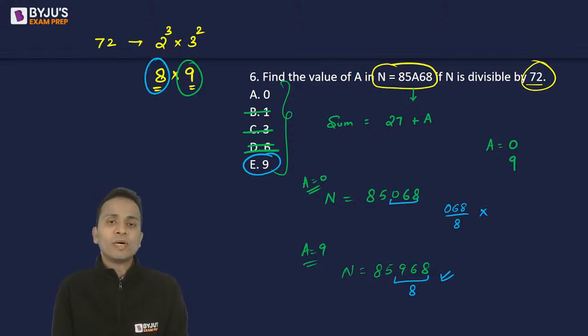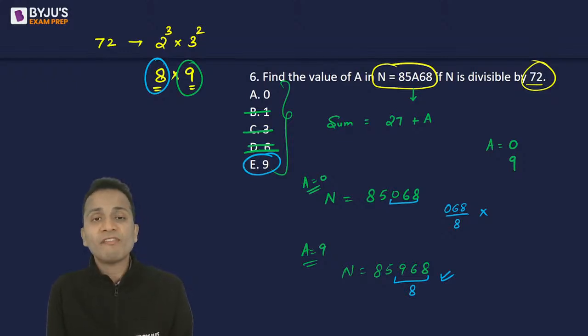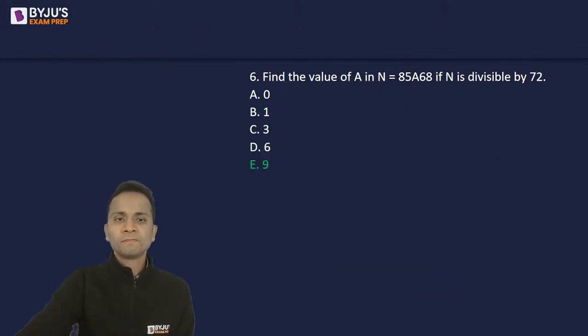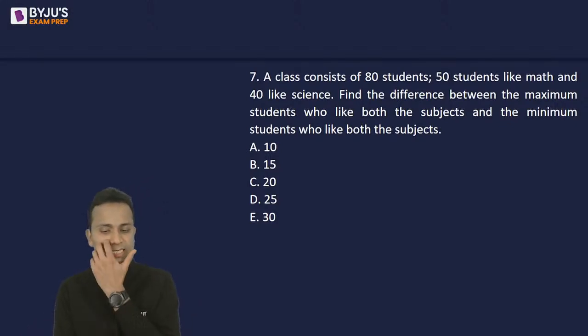People, understand one thing. अगर like most of you have given option D as the answer. आंसर देने से पहले एक बार क्रॉस चेक किया करो. हाँ, 9 का डिविजिबिलिटी रूल अप्लाई होना चाहिए था. If you would have substituted the value of A as 6, then the sum of the digits would be 33. 33 is not divisible by 9. So answer 6 तो हो ही नहीं सकता. Okay, so the correct answer is option E, that is 9. Let's move on and look at question number 7.